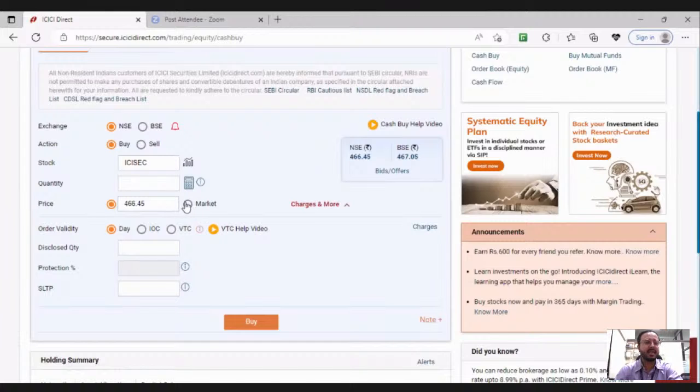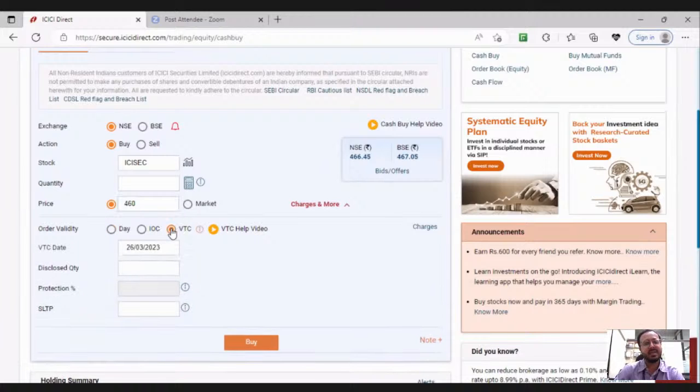So what I can do is select a limit order here and mention the lower price that I wish to buy at. Let's say I wish to buy it at 460 rupees. Here you have an option to select a day order, IOC, that is immediate or cancel, and a VTC order, which is valid till cancel. If I select VTC, this order will be valid in the system for up to 45 days, till whenever you want to keep it.